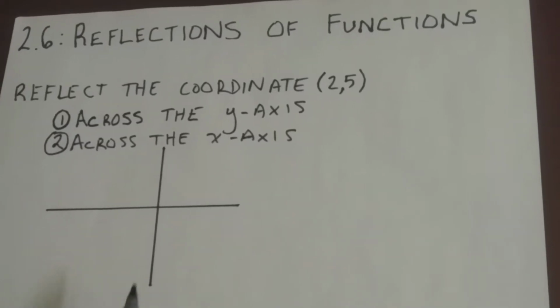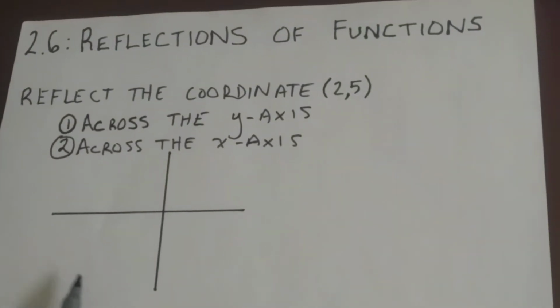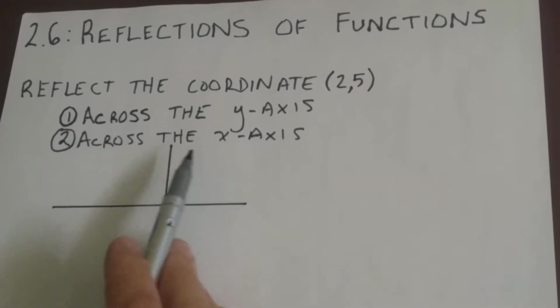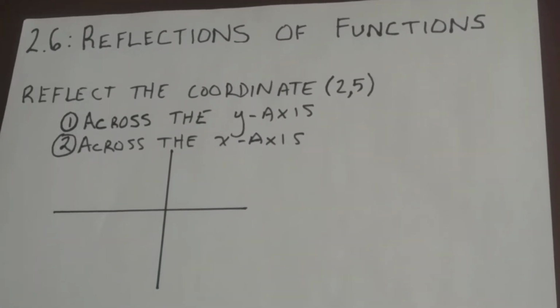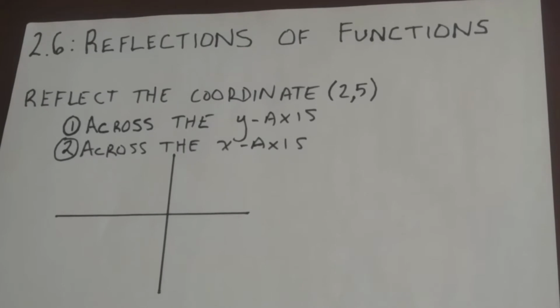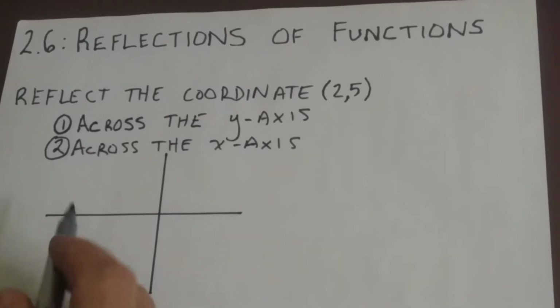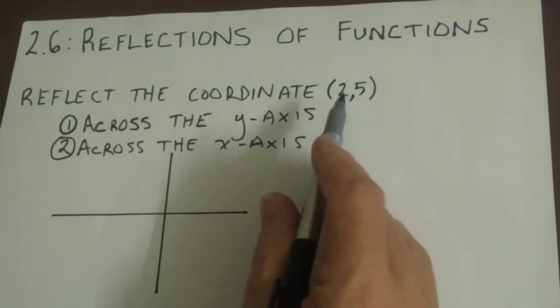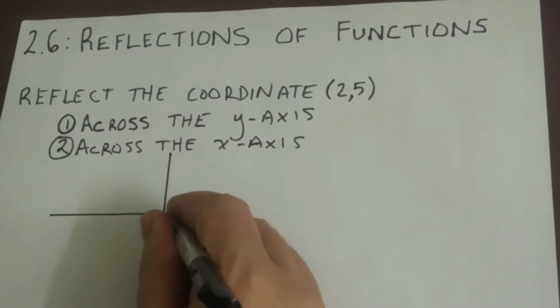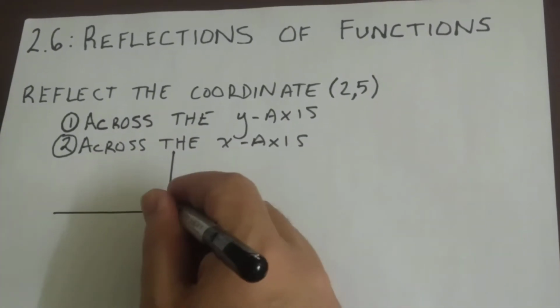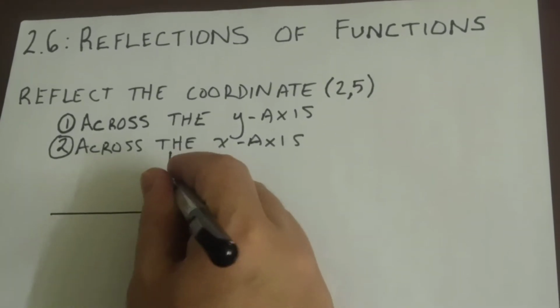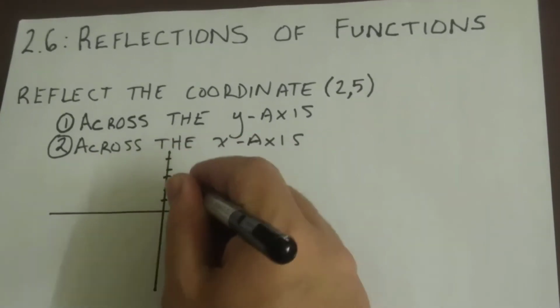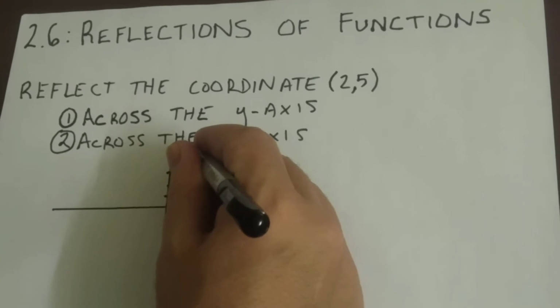2.6 is about reflections of functions, reflection of the coordinate across. So I want you to think about it this way, because the way they write it is a little bit confusing. To reflect the coordinate, let's just start out with the coordinate 2, 5, which is here-ish. I'm going to do the best I can.